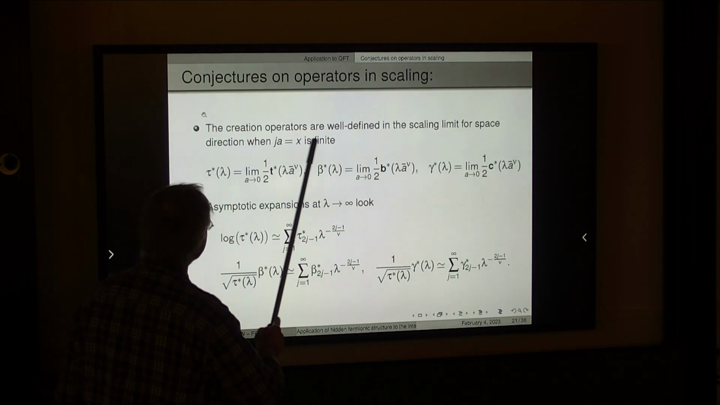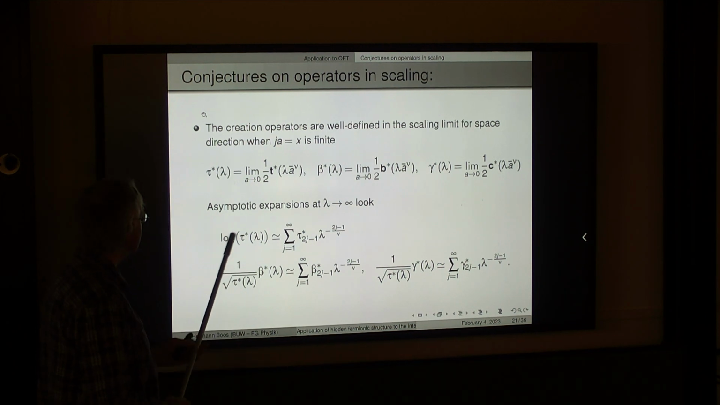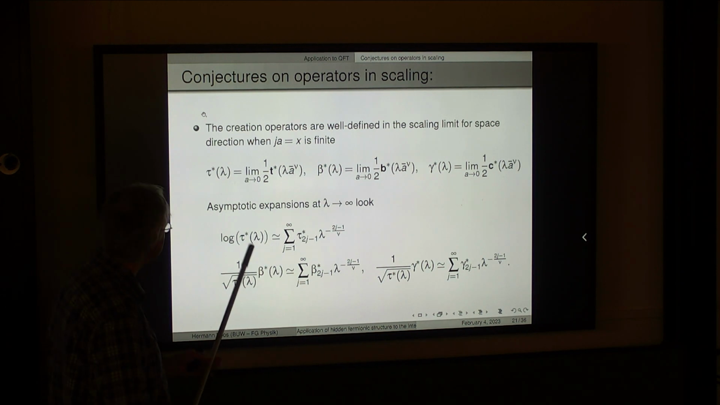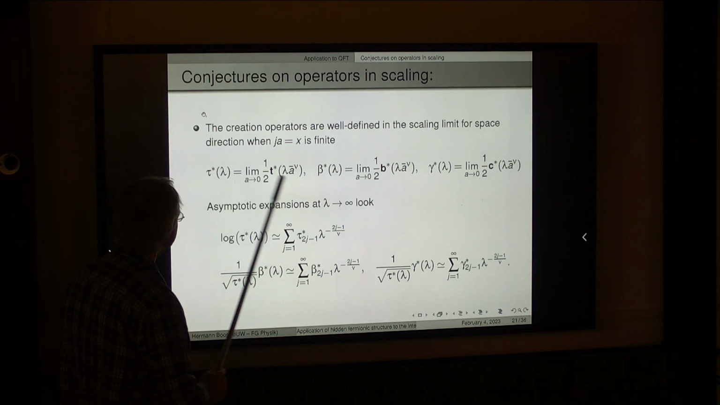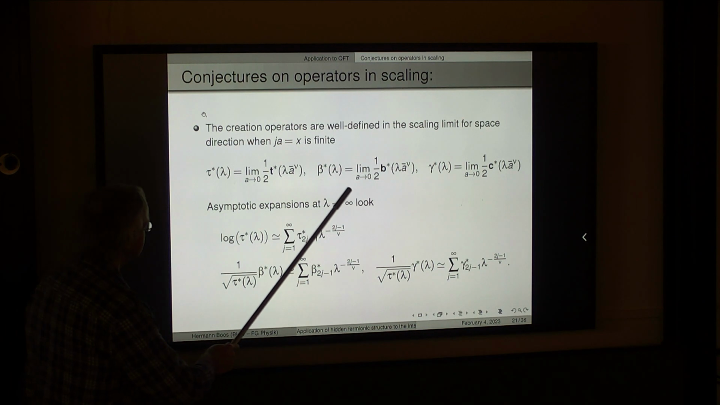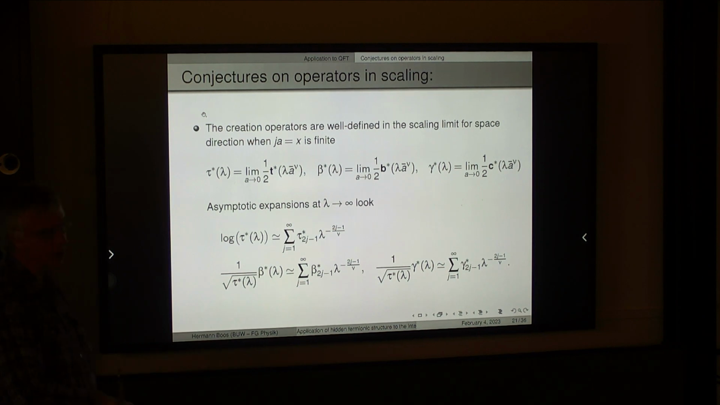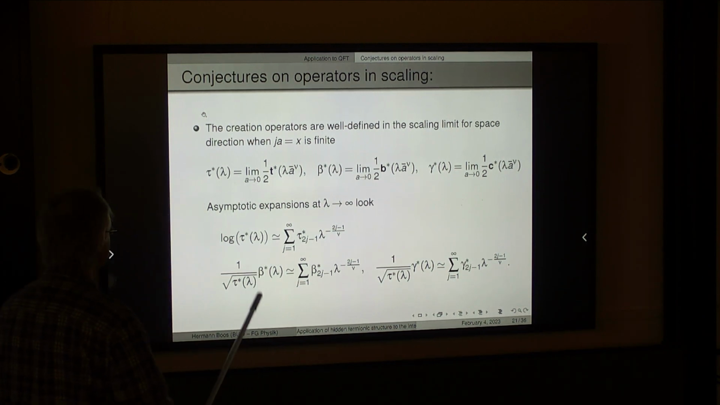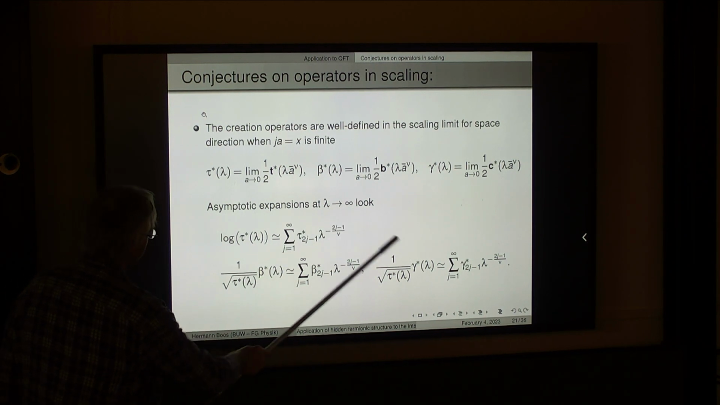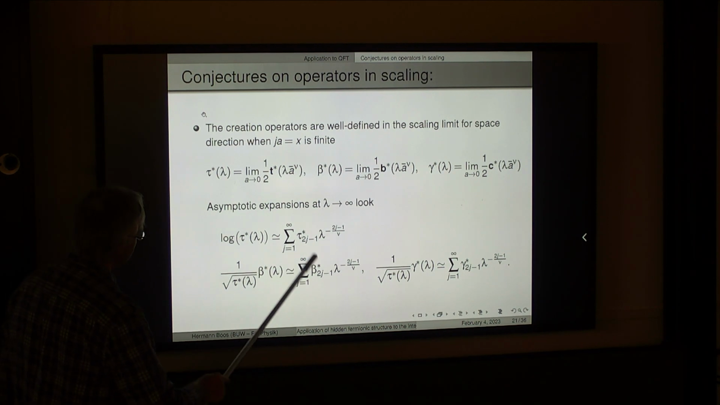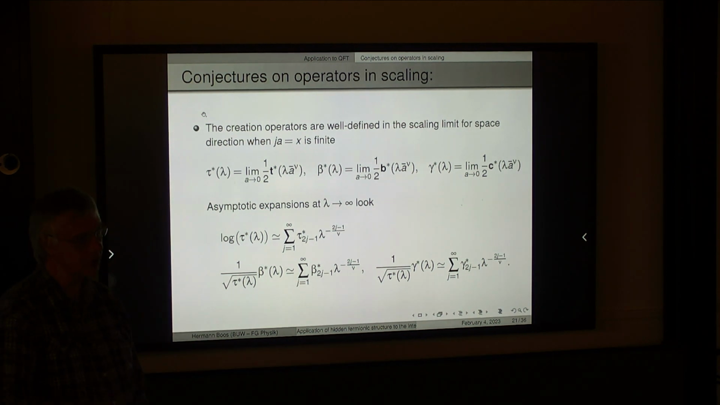Okay, and the same thing in principle can be done. I say in principle, it's also a conjecture that if we do it in a special direction, then our creation operators T star, B star, and C star produce tau star, beta star, and gamma star. Now they depend on this rescaled spectral parameter lambda. And the asymptotic expansion, when lambda goes to infinity, looks as follows. And all these operators, these modes, produce local operators in quantum field theory.